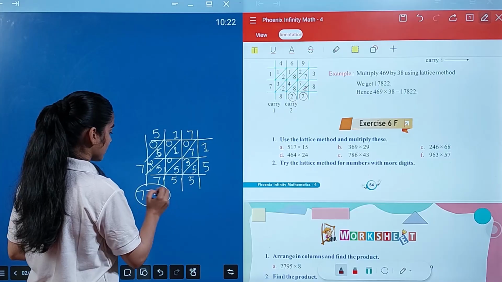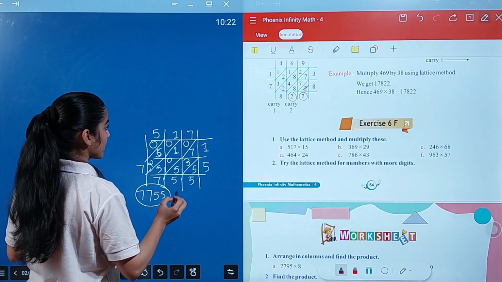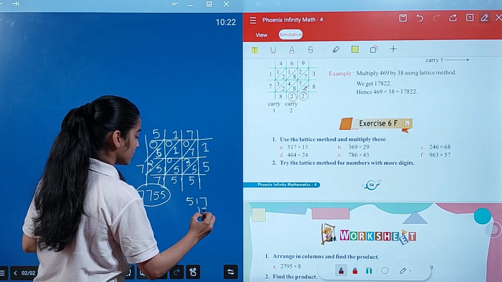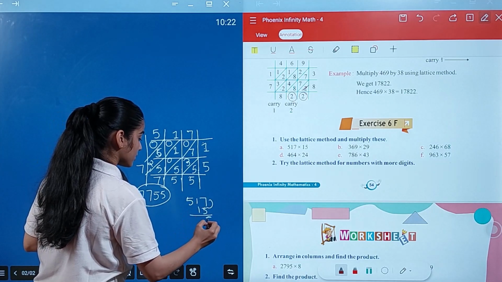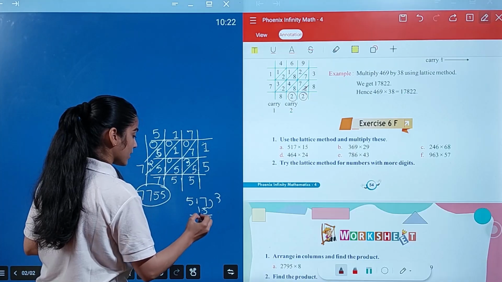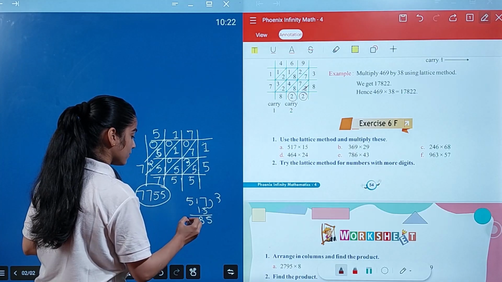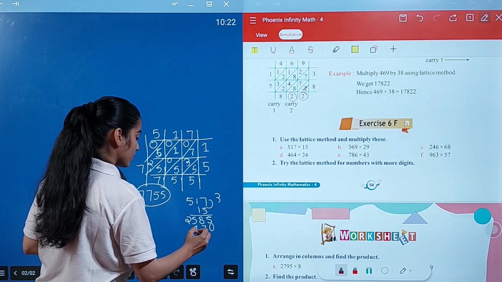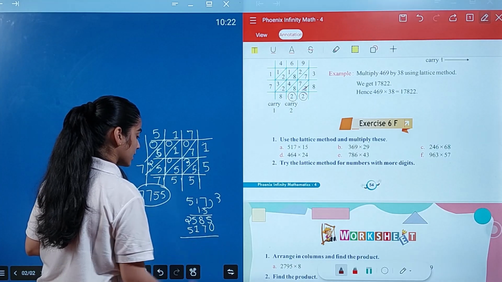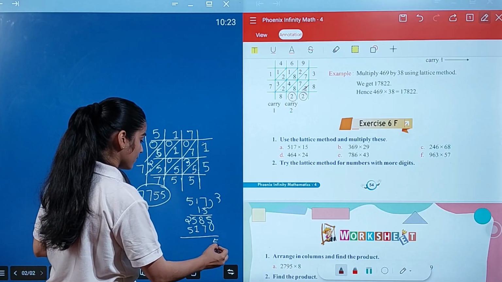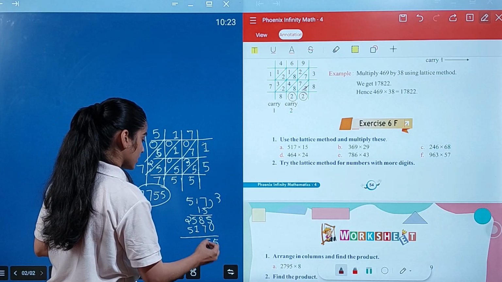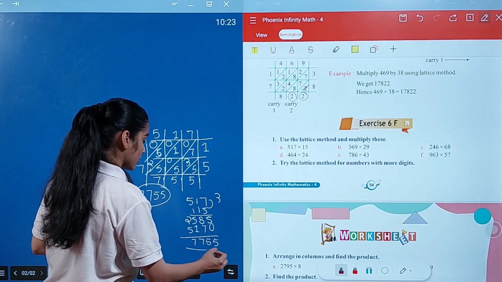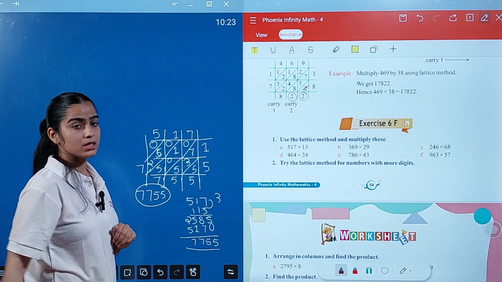First, what we do is check it. How can we check it? 517 multiplied by 15. 5 sevens are 35, 5 ones are 5, 5 fives are 25. Now we add this together. So we have 5, 7, 5, 6 and 7. What you see is that with both methods, you get the same answer.